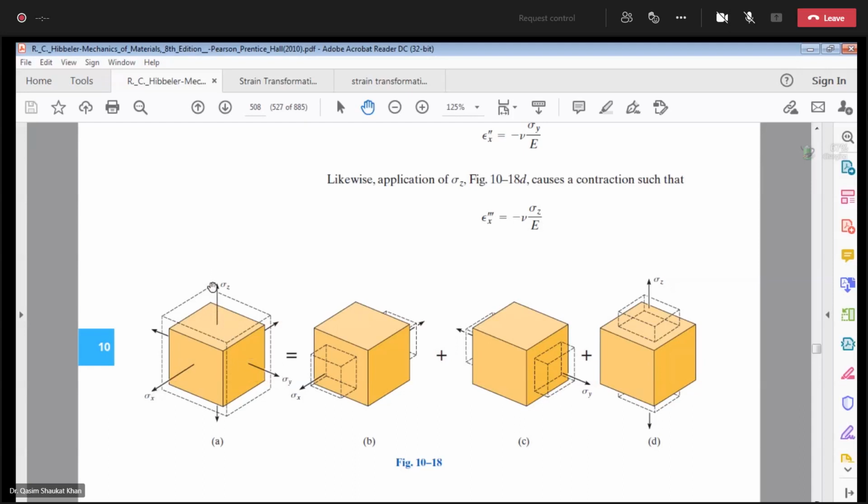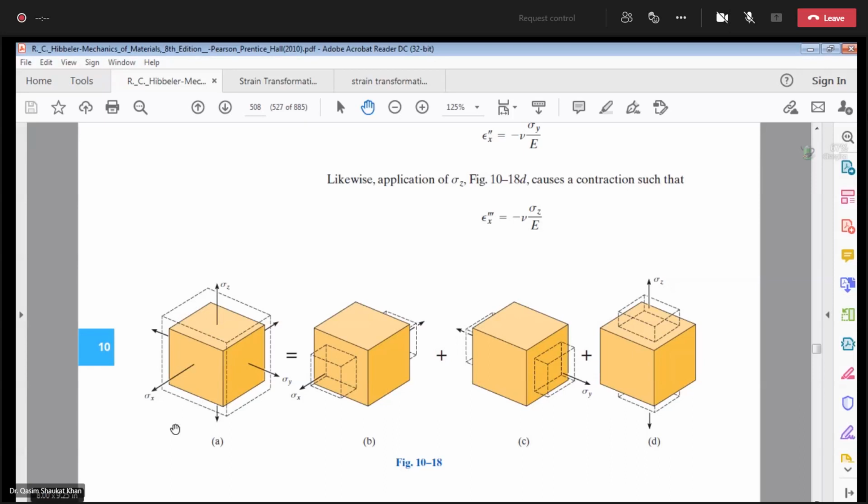Similarly, about sigma z, how many strains are acting in the z direction? Three strains are acting in the z direction: normal strain epsilon z and two lateral strains, one due to epsilon x, the other due to epsilon y. Guys, did you get this concept? If you have any query, please ask me. No, sir, clear. So in each direction, you have one normal strain and two lateral strains due to the Poisson's effect. And why do you have two lateral strains?